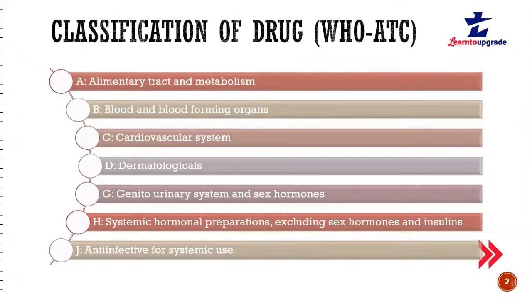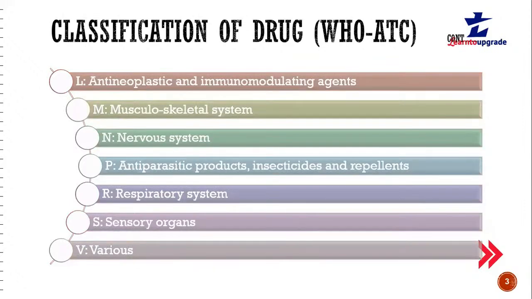Then there come the anti-infectives for systemic use. If we are using any of those products, you will find those drugs in this category. Then antineoplastic and immunomodulating agents, musculoskeletal system, nervous system, antiparasitic products, insecticides and repellents, respiratory system, sensory organs, and various. So these are the main categories as per the WHO ATC classification.